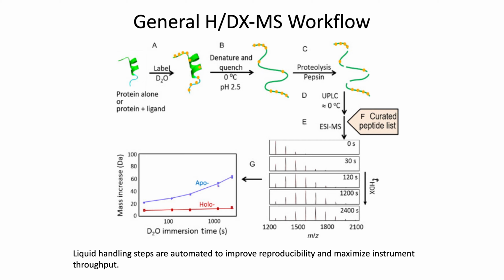After this quenching step, proteolysis occurs using pepsin. Pepsin and other acidic proteases are the enzymes of choice for this type of analysis because they are functional at low temperature and low pH. After this proteolysis step, peptides are separated and then analyzed by mass spectrometry. These analyses can then occur over multiple different time frames such that the deuterium uptake over time can be analyzed, and one can look at changes in deuterium level in the protein over time. In addition, liquid handling steps are often used in an automated way to improve reproducibility and maximize instrument throughput so that more samples can be analyzed and there's less instrument downtime.